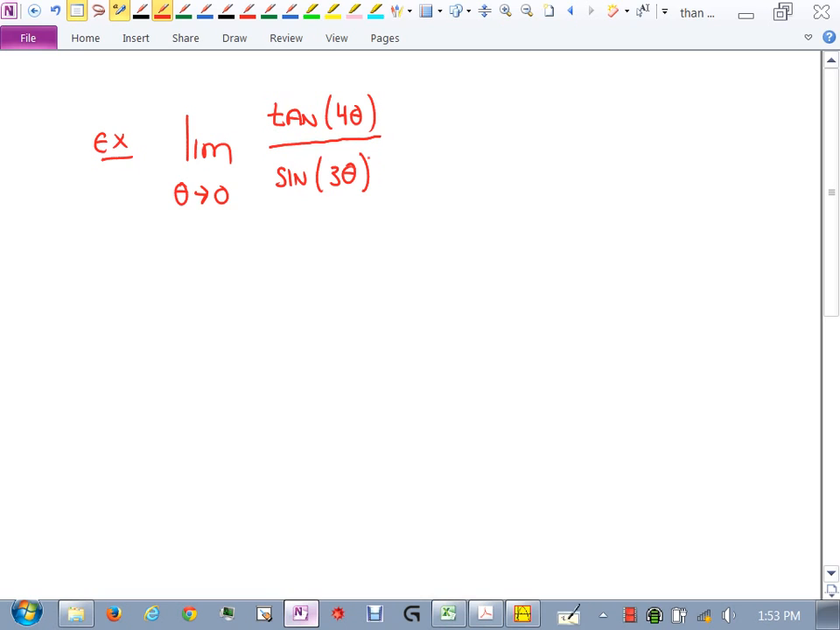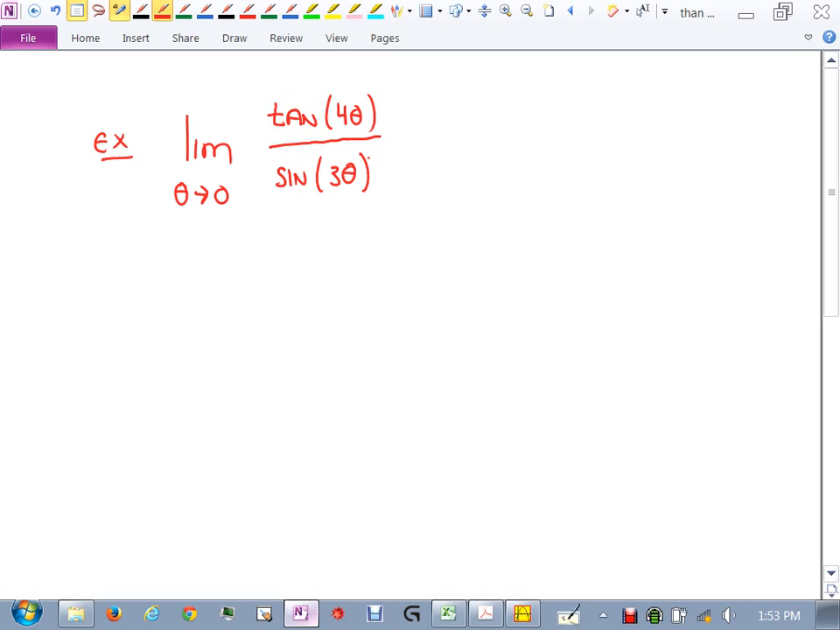New page, new example. Limit as theta goes to 0 of tan 4 theta over sine 3 theta. You remember this one? I don't know if you remember how we did this.